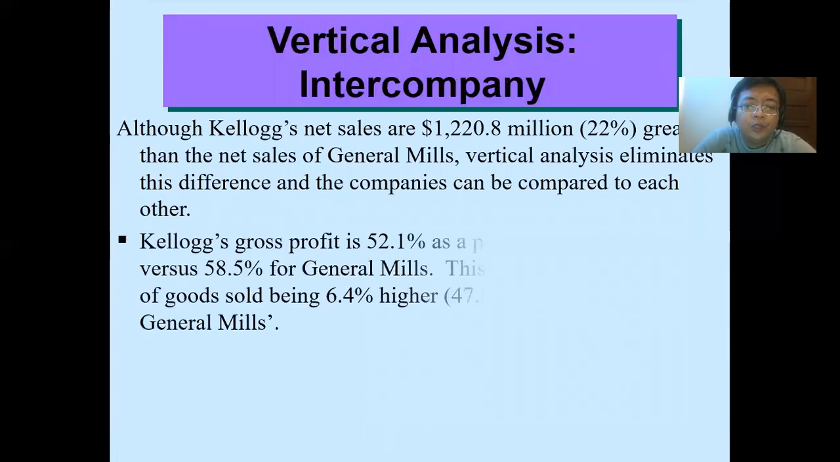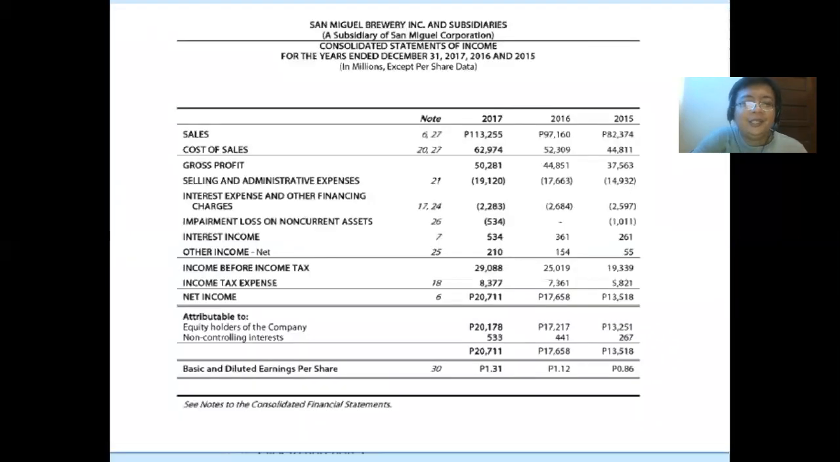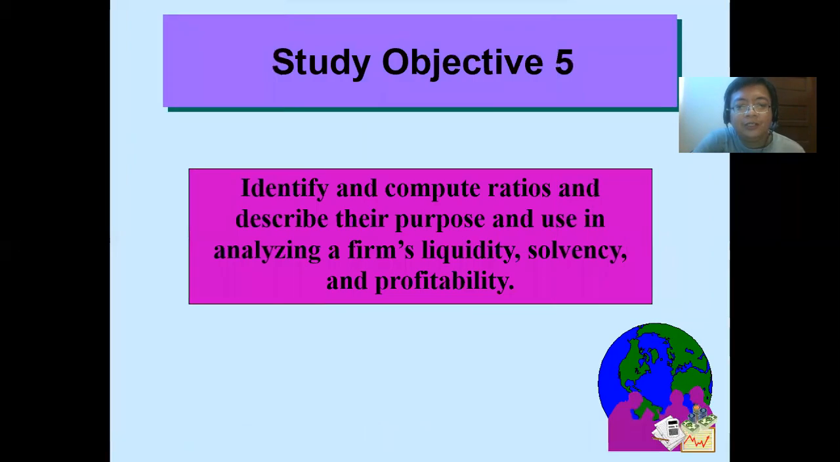What are the pros and cons? Just read this. This is the San Miguel Corporation FS. I am not part of San Miguel now. So we are done with vertical and we are done with horizontal.